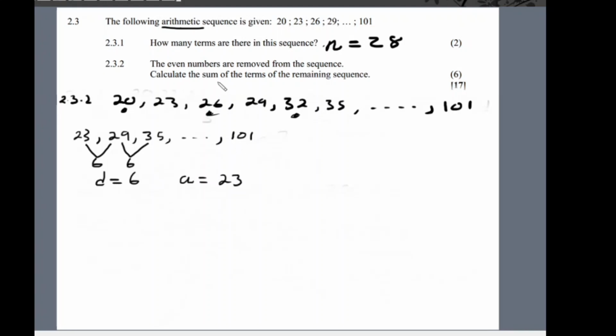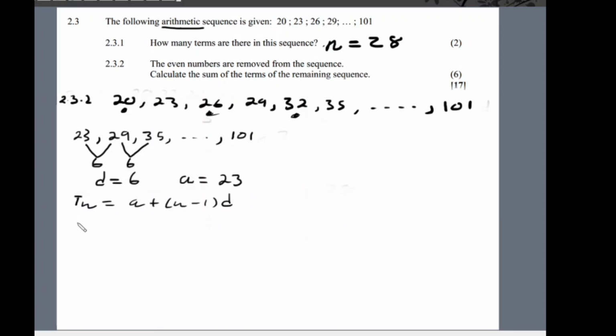They want us to calculate the sum of the terms that are remaining in the sequence. In order to do that, we first need to know how many terms are remaining. So we need to calculate the number of terms in this sequence, right? Because now we have an arithmetic sequence, we can just apply the formula for Tn, right?